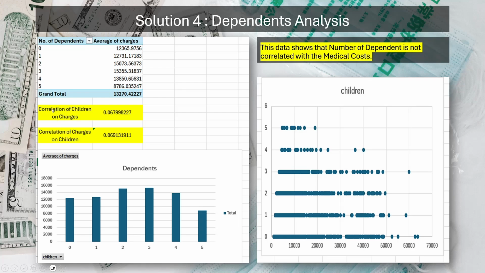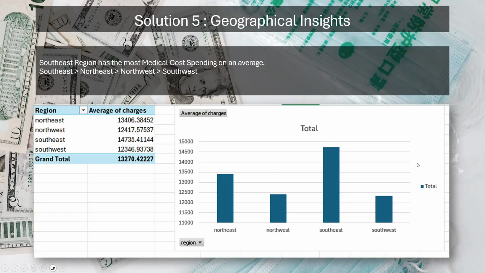Another question was on correlation. There is no correlation of charges to children or vice versa. We can see this in the scatter plot diagram, which also shows there is no correlation with the medical costs. Let's move on to another question.